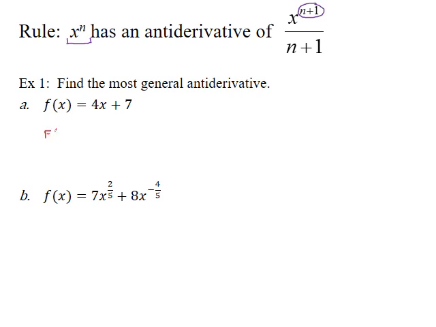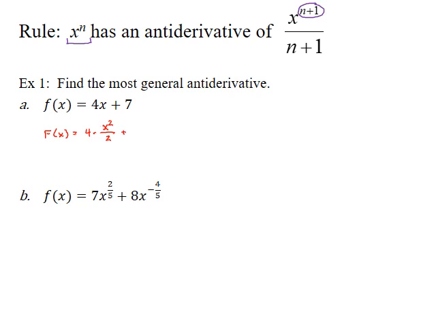If you want to find capital F of x, which is the antiderivative, the 4 stays the same. Instead of x to the first, you would add 1 to the power. So instead of x to the first, that now becomes x squared, and you're going to divide by that new power, which is 2. And we'll simplify everything in a second.